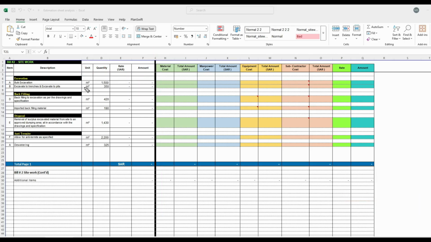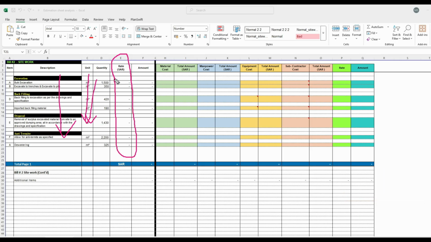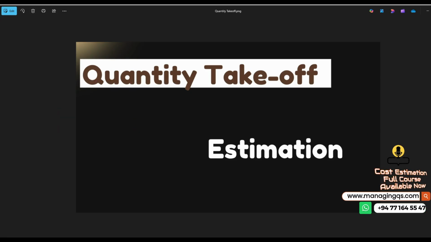You can see here all the descriptions are available, and unit is also available, quantity is also available. So estimation means we are going to calculate, or produce, the rate of each and every element. This is our main concept. Alright, before continuing this topic, I am just going to show you these two terms.